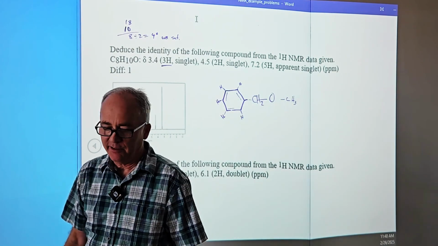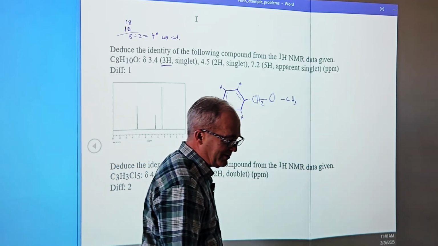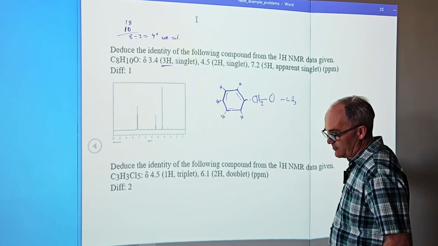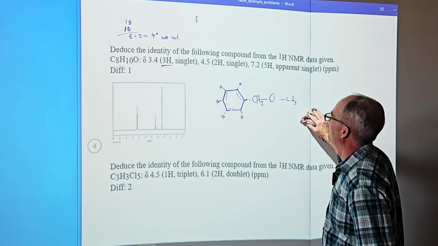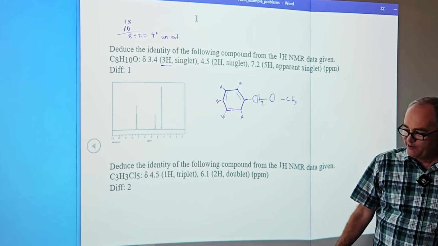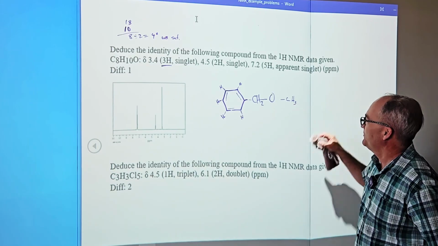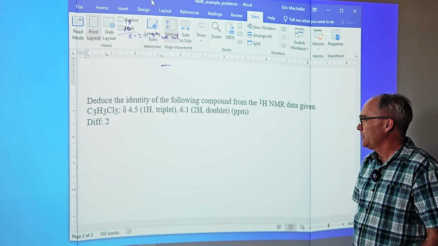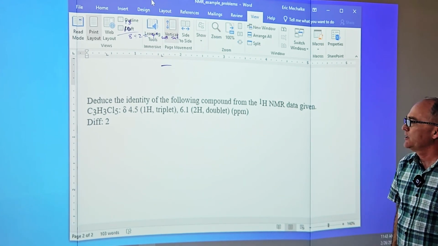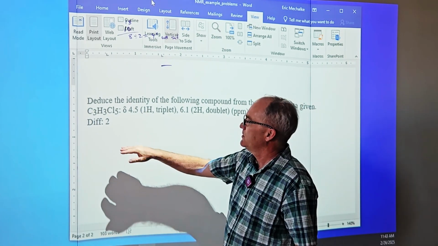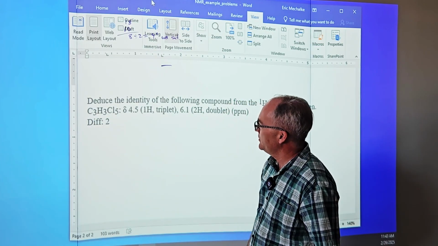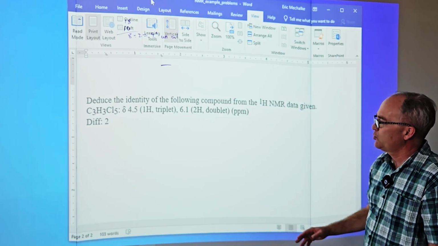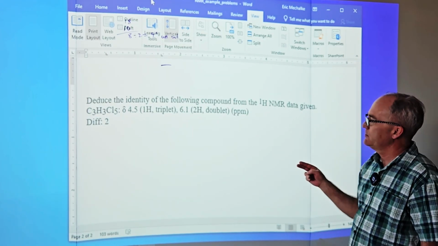Benzyl methyl ether. Once again, difficulty of 1 to demoralize you when it's harder than anything you've ever seen in your life. So now, of course, you're ready to do difficulty number 2. Deduce the identity of the following compound from the proton NMR data given. Here's the molecular formula. At a delta value of 4.5, we have a triplet that integrates to 1 hydrogen.